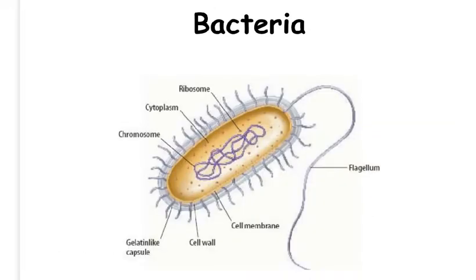Bacteria consist of one cell. They are smaller than plant or animal cells and have no nucleus, no mitochondria and no chloroplasts. Despite having no nucleus, they do still contain DNA in the form of a single strand or chromosome floating in the cytoplasm.